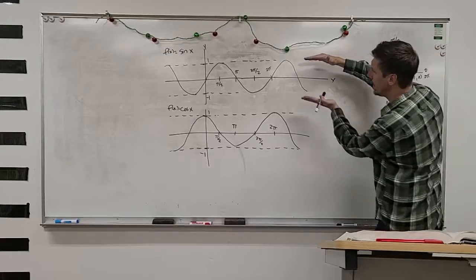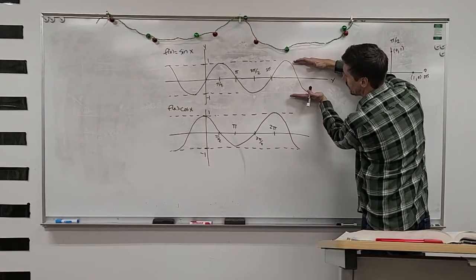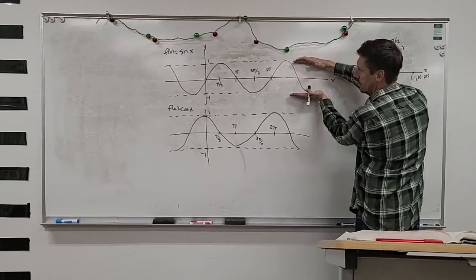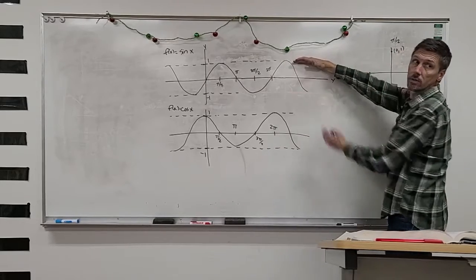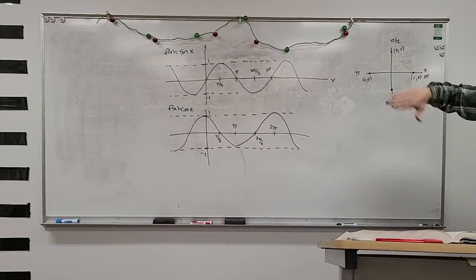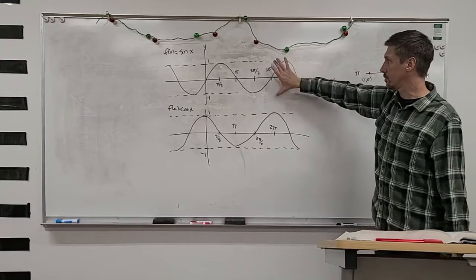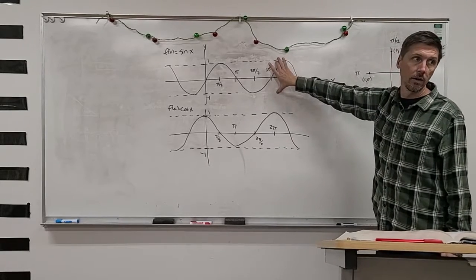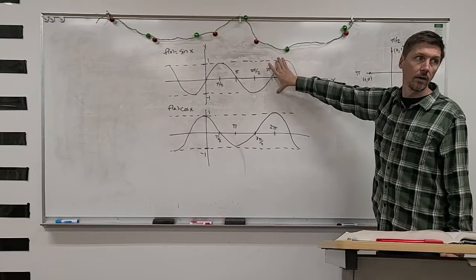But does anybody know when you have a wave like this, what this distance here is called? From the trough to the crest, what is that distance there? Anybody know? Is it the minimum and maximum values again? What is it?